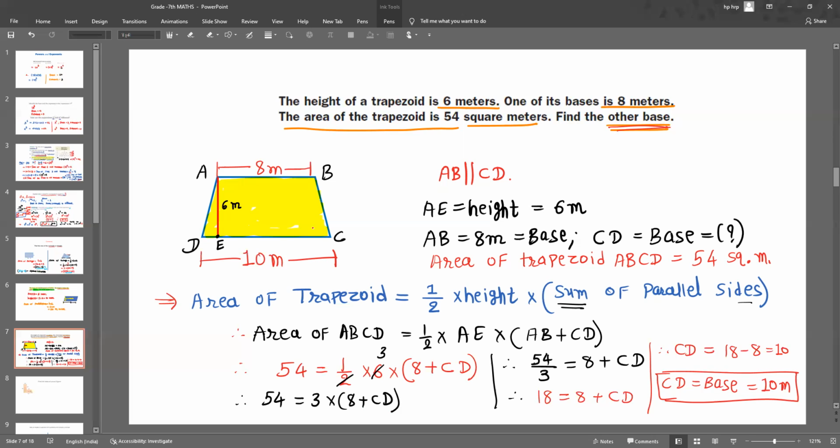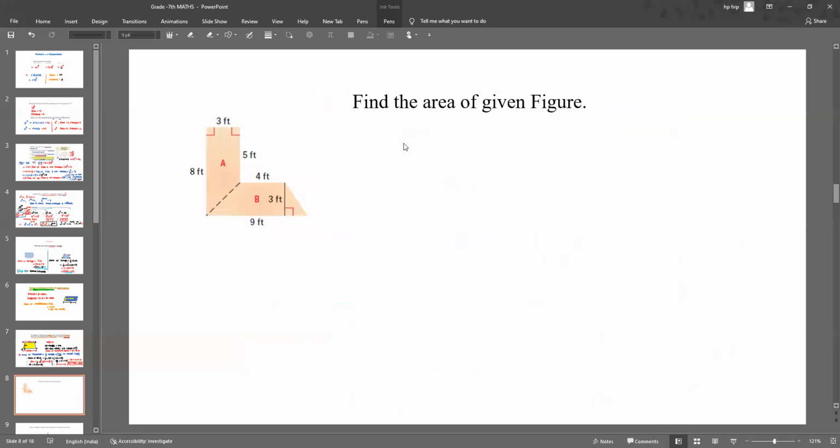Yes. Any doubt in this question? No. Okay. Now, according to area of trapezium, I have another question.